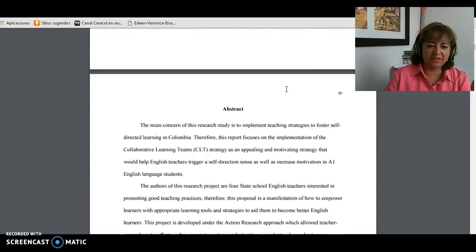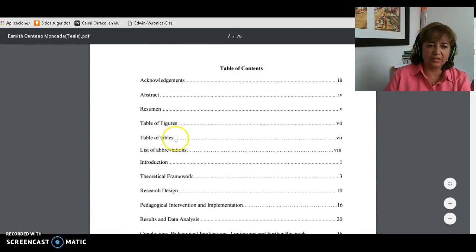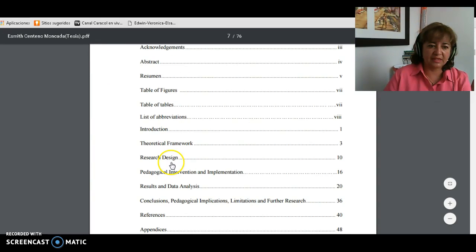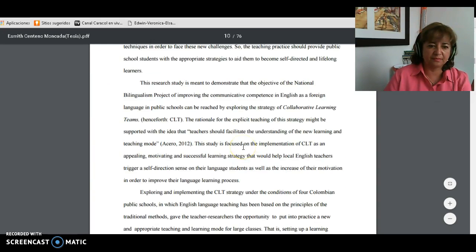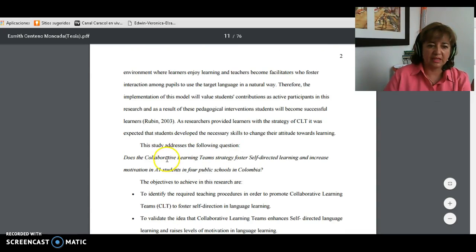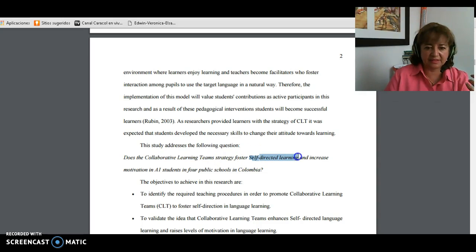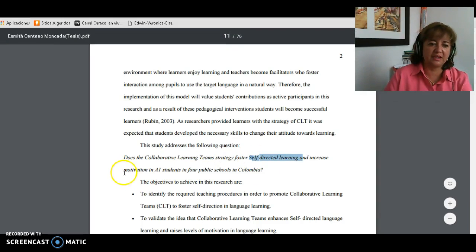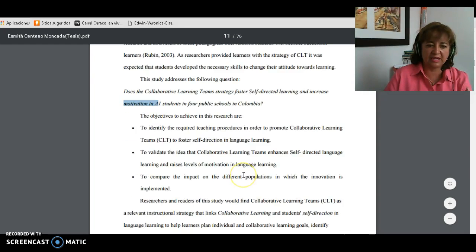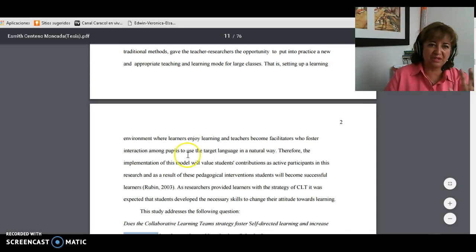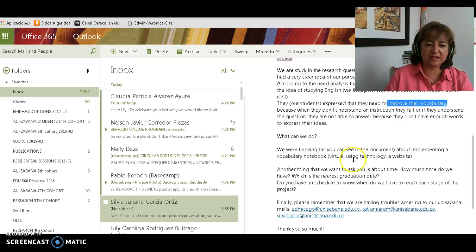So again, the research question will give them the elements: collaborative learning teams, so it has to be really defined. Self-directed learning has to be really defined. Motivation, and those are the objectives. So be aware that the question should be specific enough so you can actually identify the elements of your search.